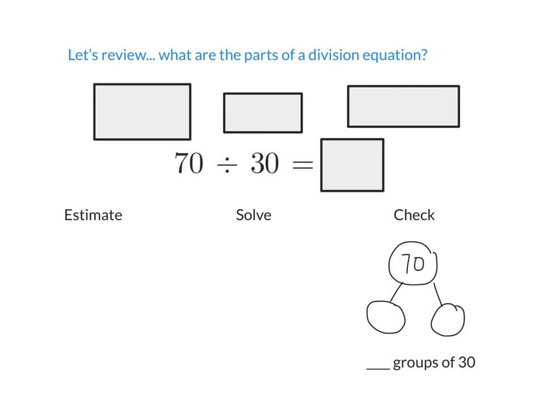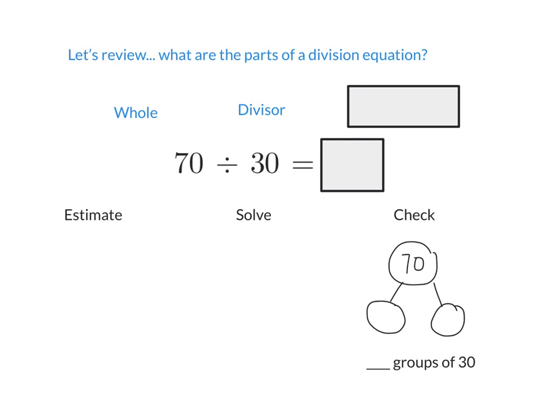Let's start off today with a quick review. What are the parts of a division equation? If I have the division equation 70 divided by 30, the number 70, what do we call that? Everyone? Whole. The whole. Very good. Okay, so this is the whole. What do we call 30? That's who's knocking on the door, right? Okay. And what do we call the answer? Quotient. Quotient. Very nice.